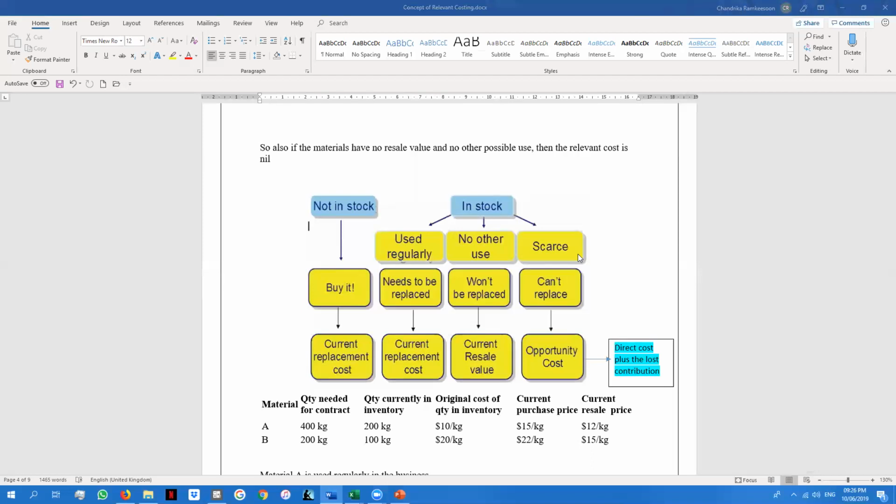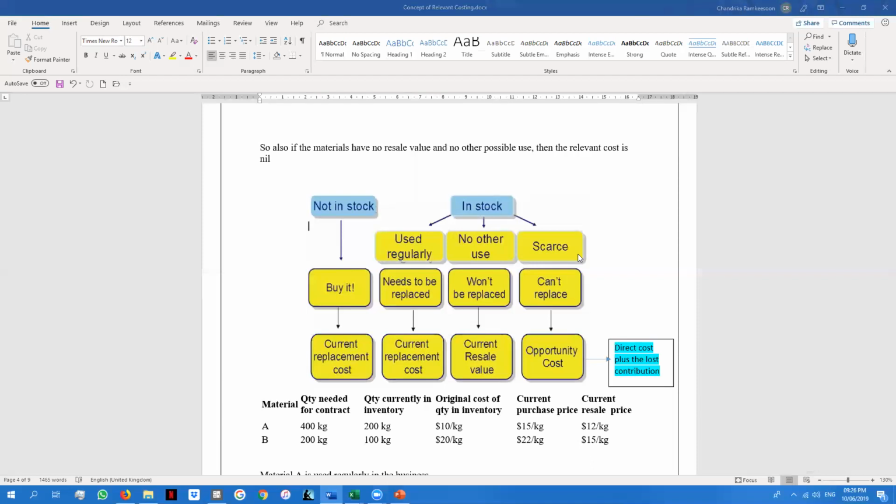But the supplier has said, look, when your current stock runs out, you're not going to be able to get any more for a little while. There is a shortage, scarce. Right. Now, in that case, any of those materials which are utilized on the special job cannot be replaced because we can't get any more right now.